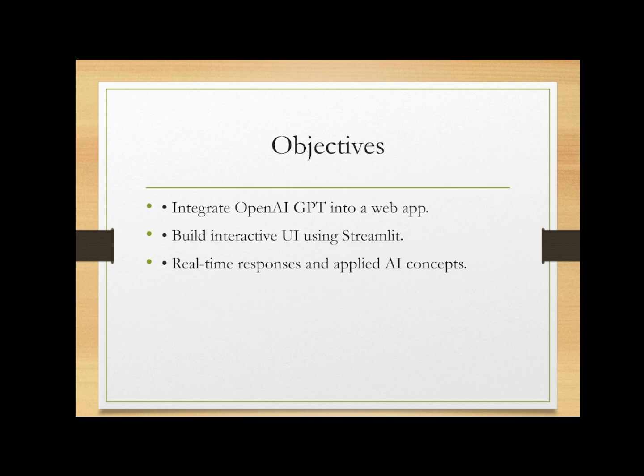So the key objectives of this project are to integrate OpenAI's GPT model into a custom-built web app, to design a clean, interactive chat interface using Streamlit, to enable real-time response generation and maintain conversation history, and most importantly, to apply AI concepts such as reasoning, learning, and NLP in practical implementations.